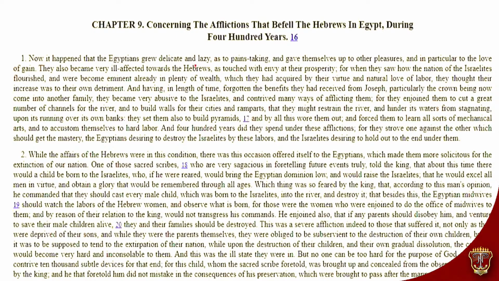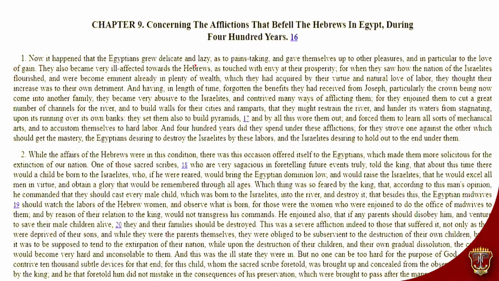Read paragraph 2. Paragraph 2. While the affairs of the Hebrews were in this condition, a particular occasion offered itself to the Egyptians, which made them more solicitous for the extinction of our nation. So it said that something had happened that made them want even more for the Hebrews to be extinct, right? Read. One of those sacred scribes who are very sagacious in foretelling future events truly. So now they're telling you the event that made the Egyptians want even more for Israel to just hurry up and die. Everybody die.